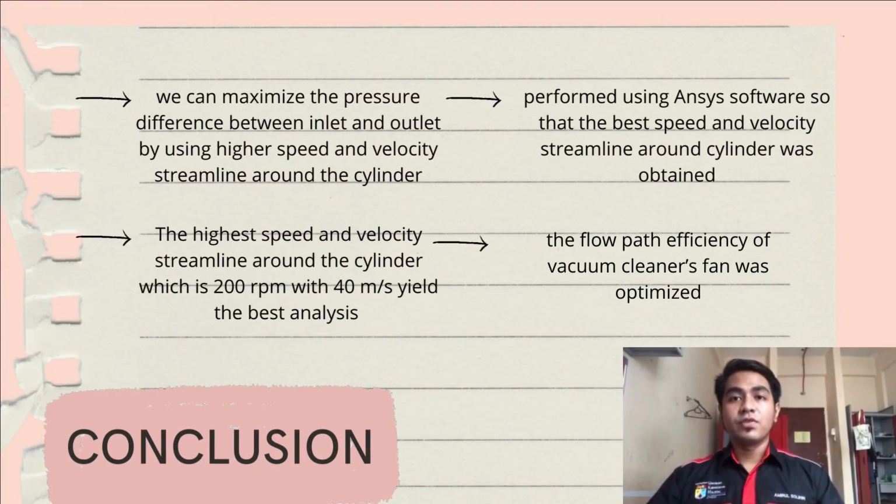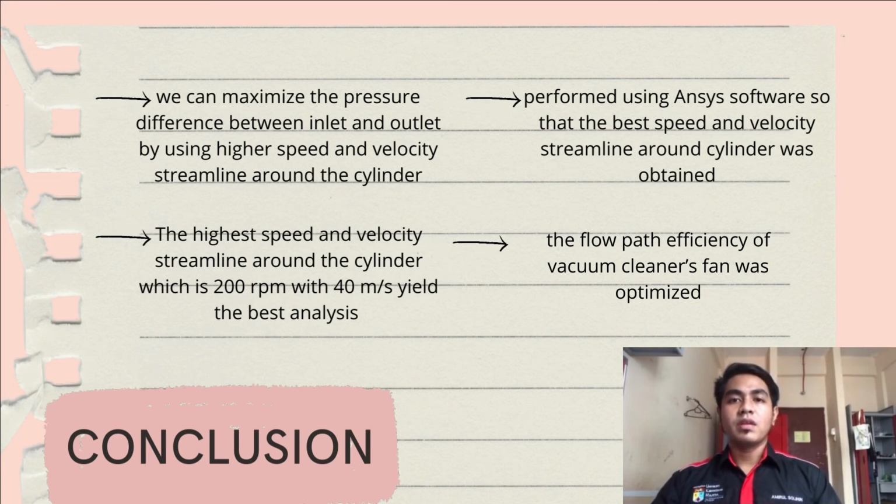In this study, the flow paths efficiency of the vacuum cleaner's fan was optimized. The result has revealed a few important conclusions. CFD analysis was performed using ANSYS software so that the best speed and velocity streamline around the cylinder was obtained. This will maximize the pressure difference between inlet and outlet and also minimize the flow loss around the vacuum cleaner's fan.